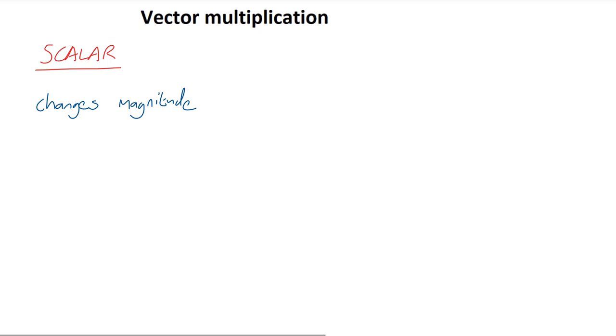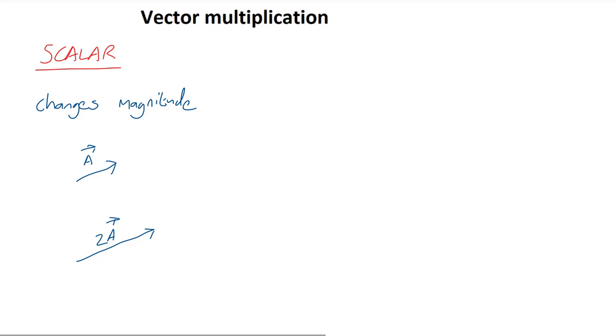For example, if we have a vector A, like this one here, and we multiply that vector by the scalar 2, all that does is double the length of that arrow. For example, if it was a force, we multiplied that force by the scalar number 2, that would increase that force by a factor of 2.